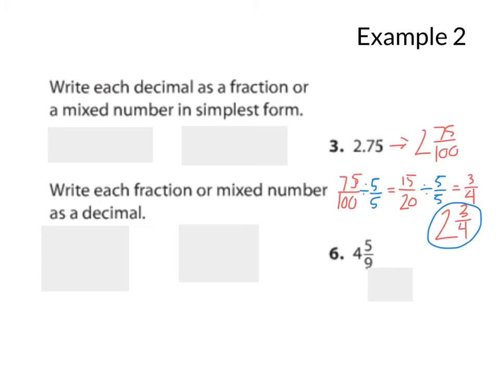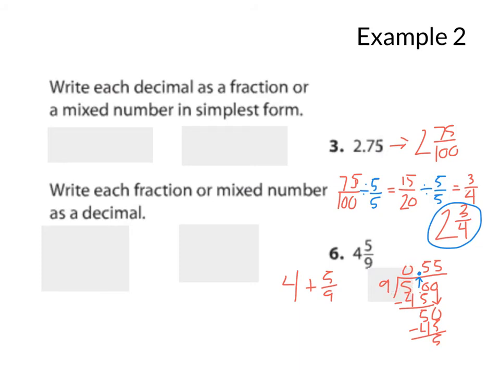1. Alright, I knew to put this over 100 because I read this as 2 and 75 hundredths. I know I can simplify this. I knew that this ended in 5 and this ended in 0. I can divide that by 5. I got 15 twentieths. Still ended in 5 or 0. Divided by 5 over 5 again. 3/4, 2 and 3/4.